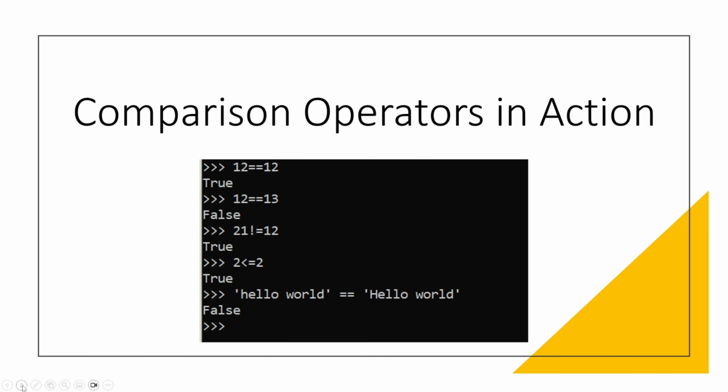So let's take a look at some of these comparison operators in action. In just the Python interactive mode, we can check and see if 12 is equal to 12, and it's going to return and say True. And then we can check again, 12 is obviously not equal to 13. If we want to see if 21 is not equal to 12, then we can use the shebang, and then we have the less than or equal to operator. And then also if we want to compare strings together, we need to remember that when we verify strings, we're going to be looking at the case also. So hello world lowercase is not equal to capital H in Hello world.